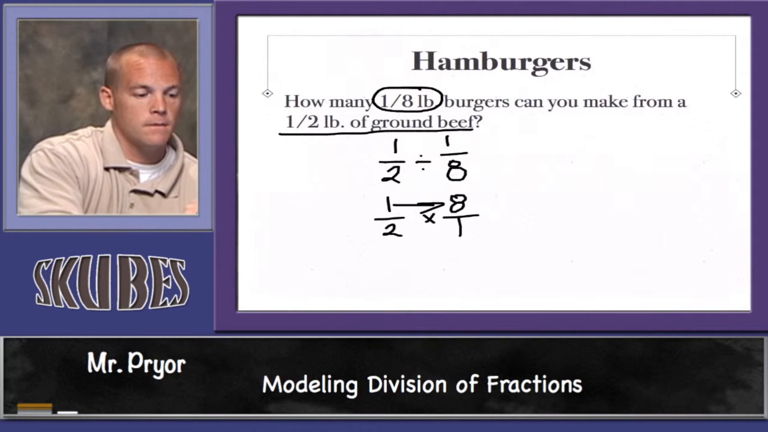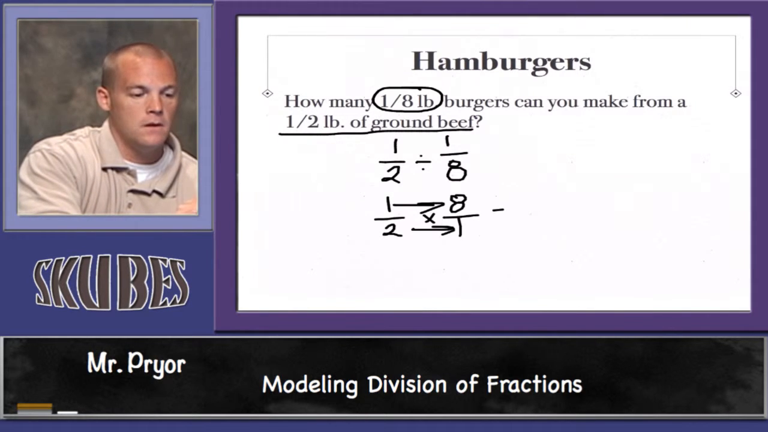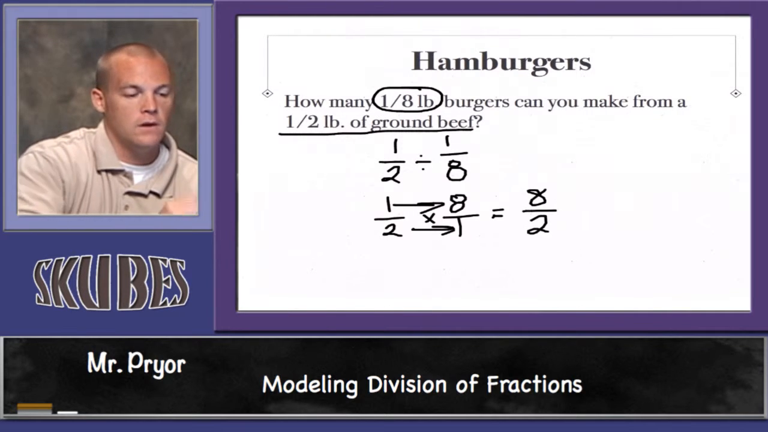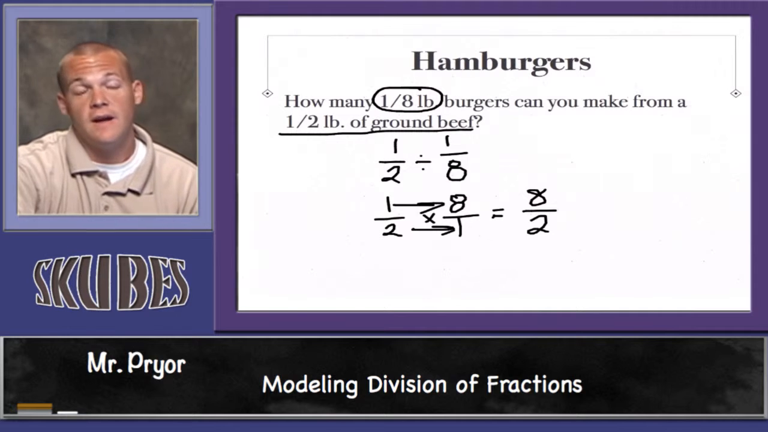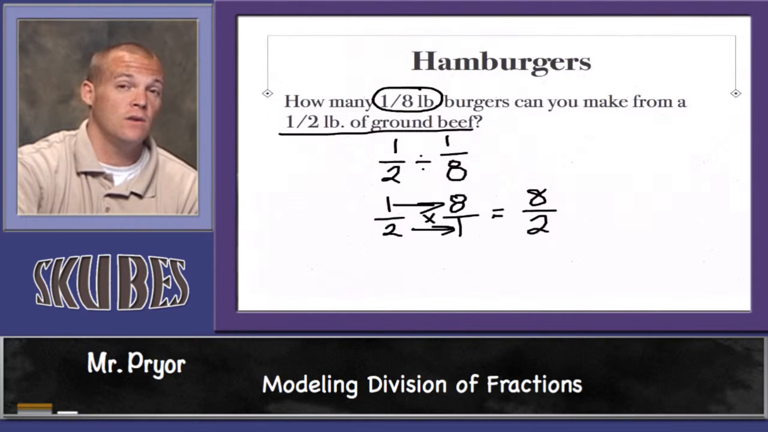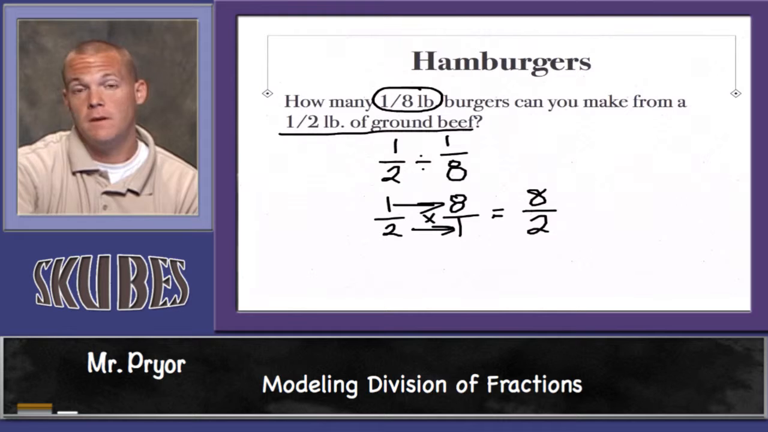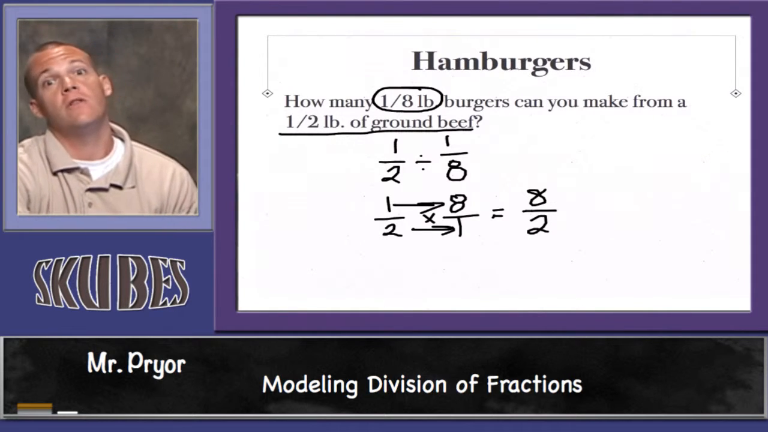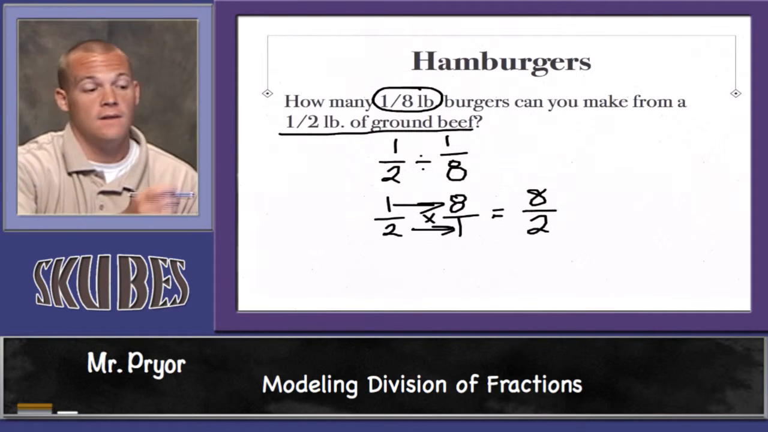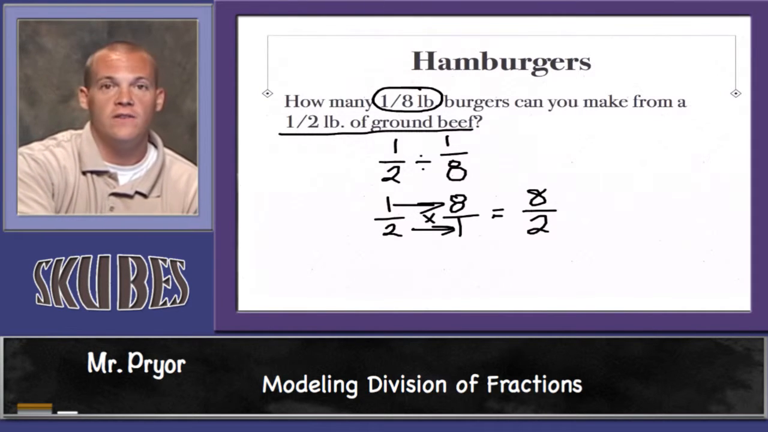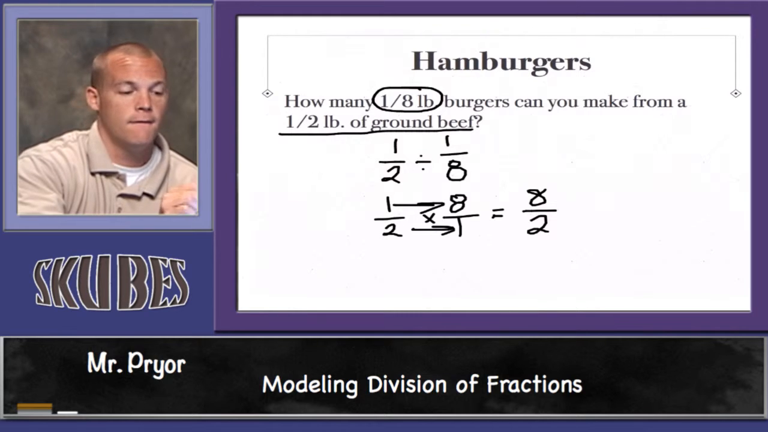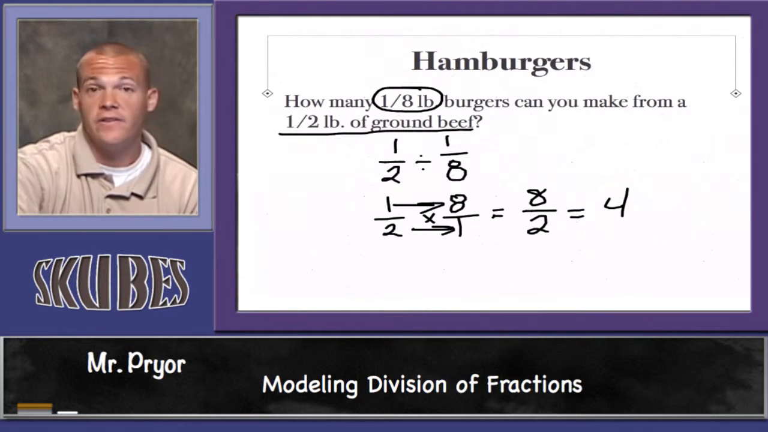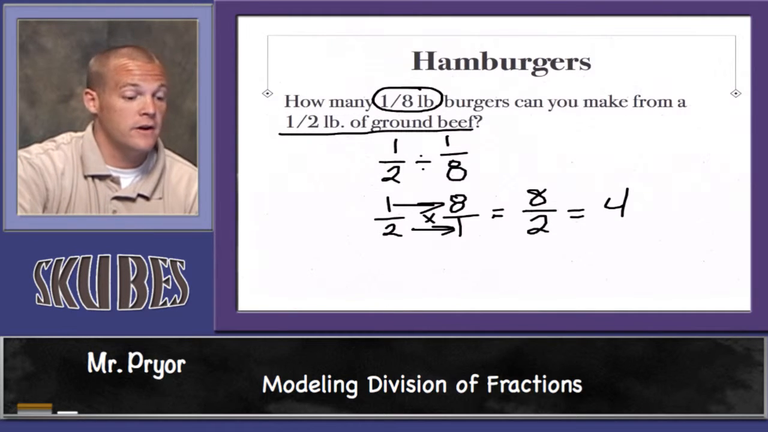1 times 8 and 2 times 1. That's going to give you 8/2. That definitely can be simplified. This is actually 8 divided by 2. Keep in mind that fractions are division. When the numerator is larger than the denominator, it is a possibility that you actually are dealing with a whole number answer. And in this case, it is, because 2 goes into 8 evenly. How many times? 4. So that gives us an answer of 4 burgers that can be made in this scenario.